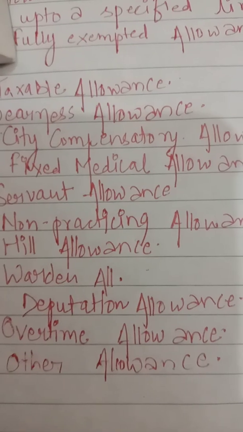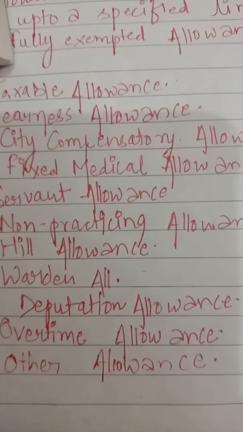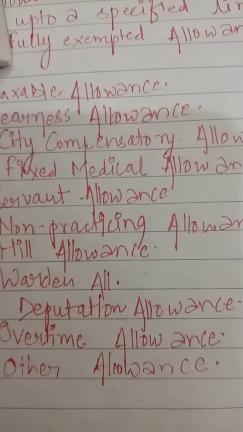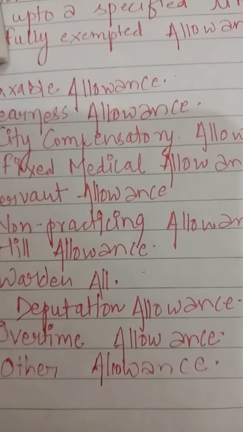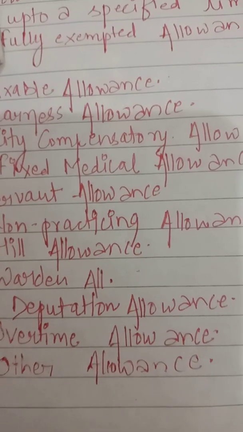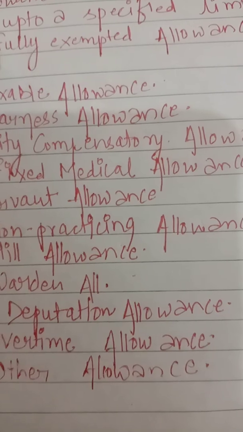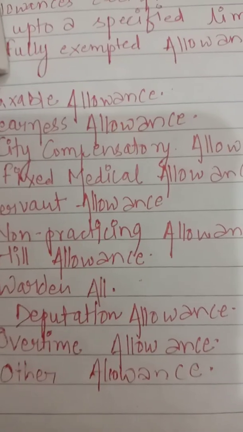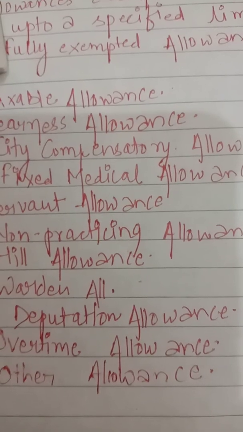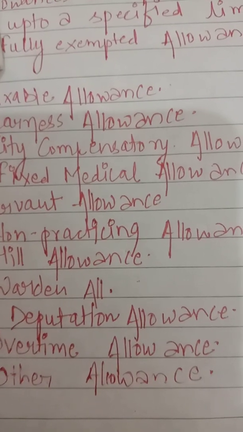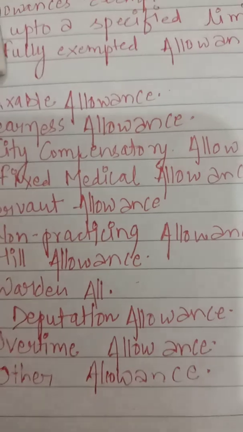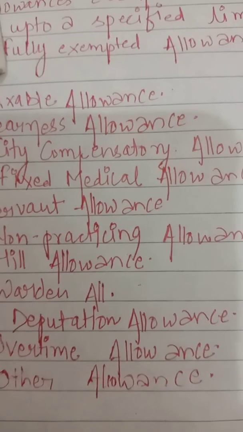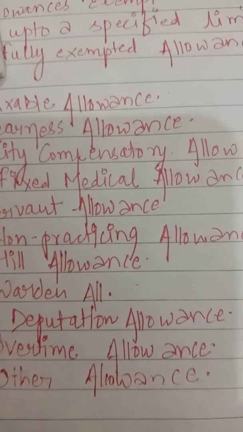Next is deputation allowance. When an employee is sent from his permanent place of service to some other place or institution or organization on deputation for a temporary period, he is given this allowance. It is also fully taxable. Next is overtime allowance. When an employee works for extra hour over and above his normal hour of duty, he is given overtime allowance as extra wages. It is also fully taxable.